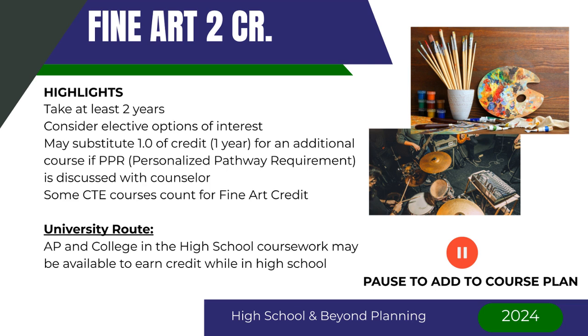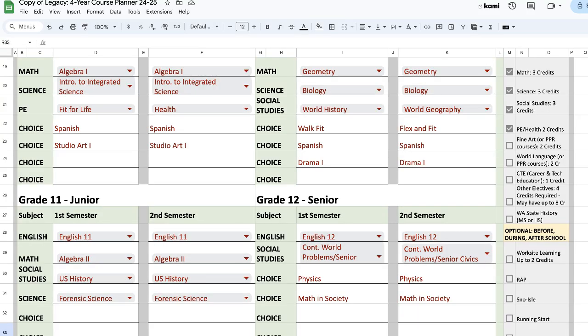You may, however, substitute 1.0 of art credit or 1 year for an additional course if it meets your personal pathway requirement. What that means is if you speak with your counselor and tell her you have a different path you're working towards, you can substitute those courses and just take a year of fine art. For the sake of our course plan, we're going to make sure we have 2.0 credits listed on our plan, and then we can also check off the box.